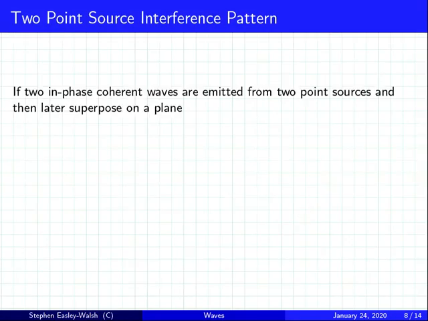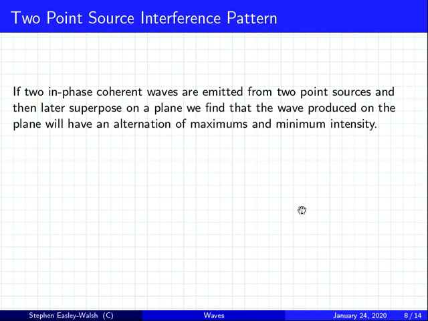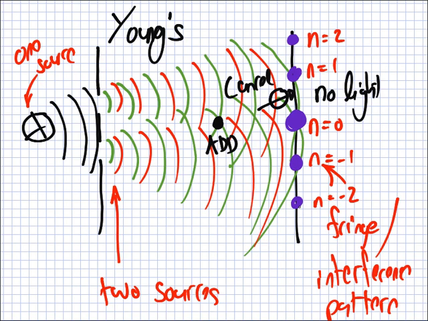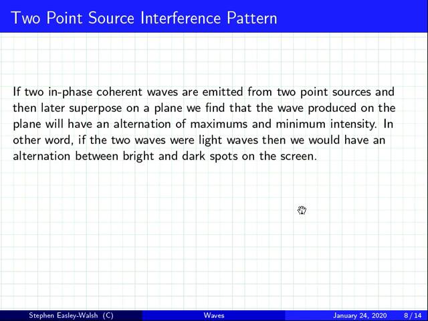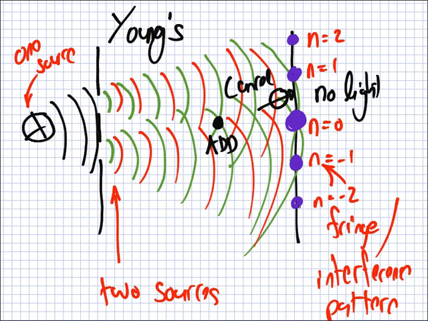So, if 2 in-phase coherent waves are emitted from 2-point sources and then later superposed on a plane, we find that the waves produce an alternation of max and min. Bright, dark, bright, dark. In other words, if the 2 waves were light waves, we would have bright and dark. But instead of light, imagine I have a sound wave. What would we see happening on the screen if it was a sound wave? It wouldn't be bright and dark. Yeah, it'd be loud and quiet, wouldn't it? Same idea.